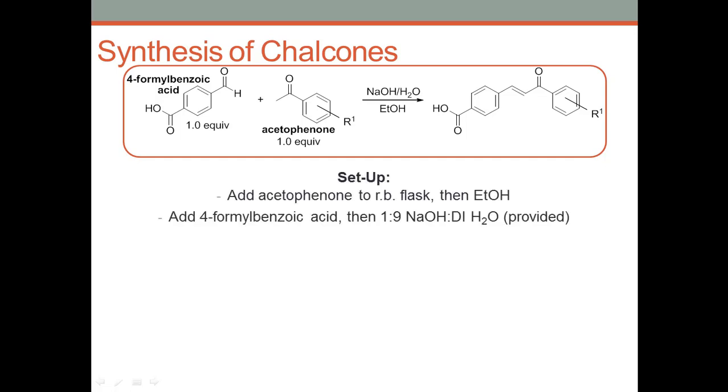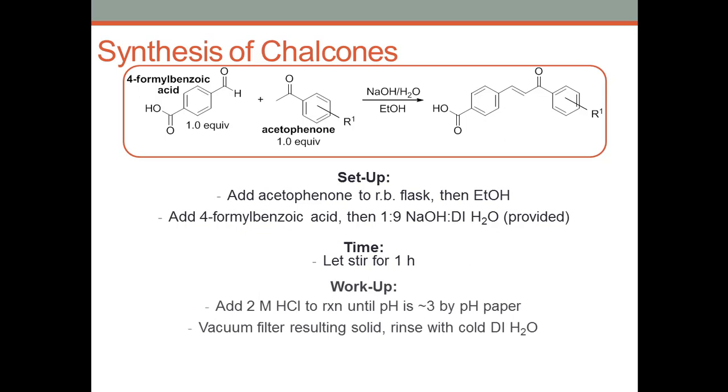To set these up, you're just going to add your different acetophenone to the round bottom flask, followed by your reaction solvent, absolute ethanol. Then you just add the 4-formyl benzoic acid, followed by the sodium hydroxide base and water mixture. You only need to let these stir for an hour, and then you're going to work it up by adding 2 molar HCl to the reaction until the reaction mixture is acidic and has a pH of about 3 as tested by pH paper.